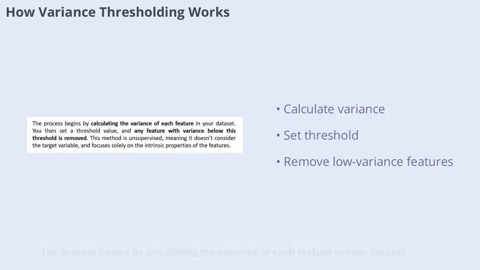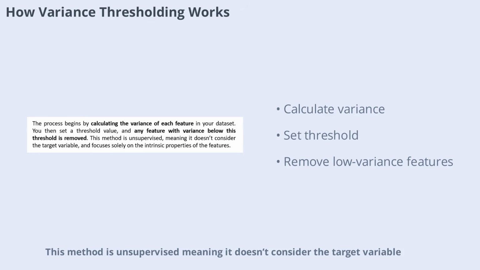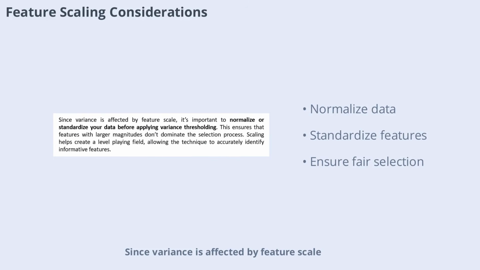The process begins by calculating the variance of each feature in your dataset. You then set a threshold value, and any feature with variance below this threshold is removed. This method is unsupervised, meaning it doesn't consider the target variable and focuses solely on the intrinsic properties of the features. Since variance is affected by feature scale, it's important to normalize or standardize your data before applying variance thresholding.